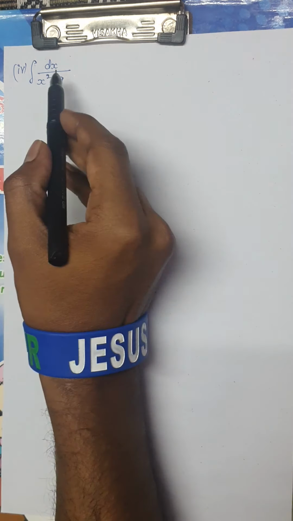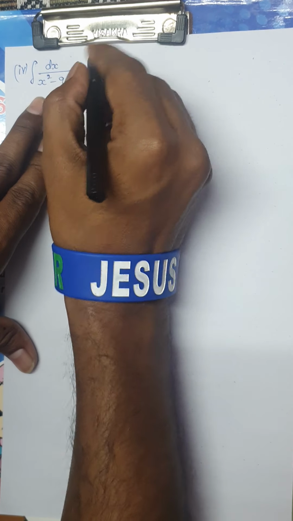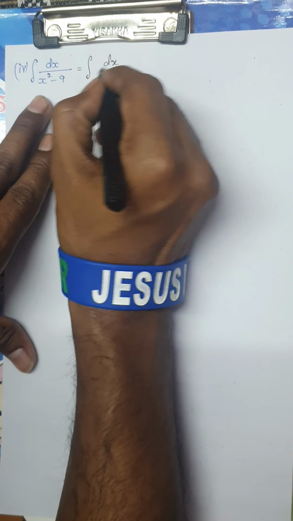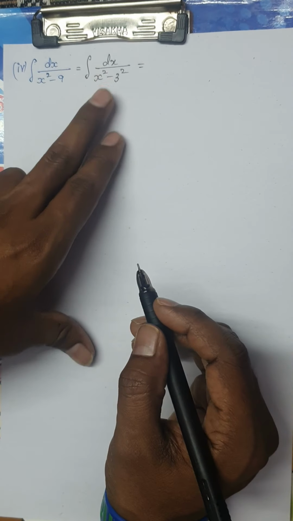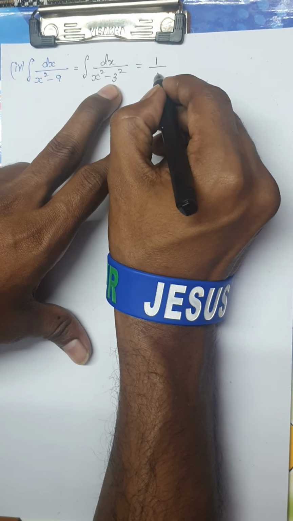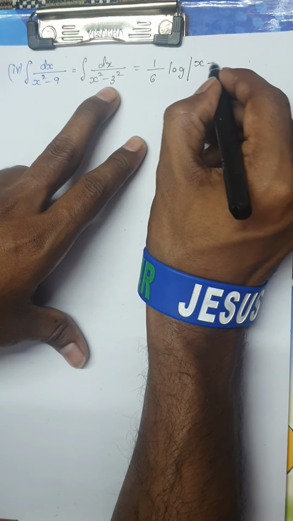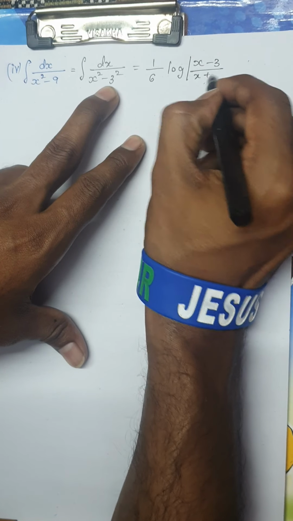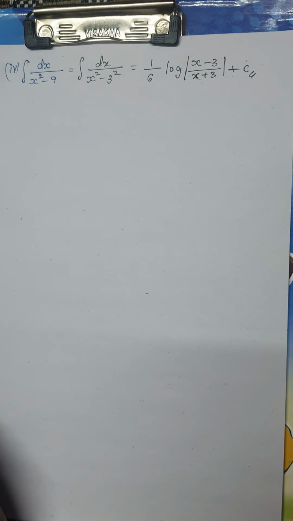Now let me assume that he will ask the integral of dx divided by x square minus 9. This can be written as integral of dx divided by x square minus 3 square, because 9 is a perfect square. According to my rule, the integral of x square minus a square is 1 divided by 2 times a. What is 2 times 3? You can write it directly, 6, into log of mod x minus 3 divided by x plus 3, plus c, which is the constant of integration.